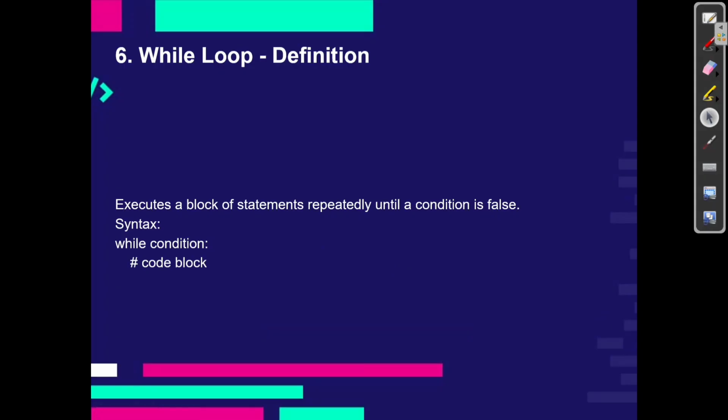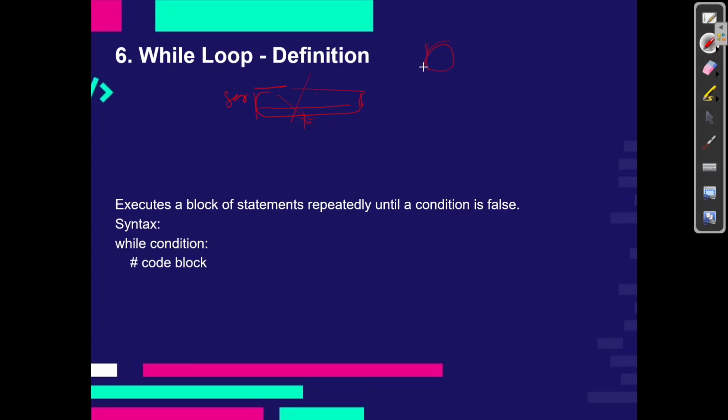A while loop executes a block of statements repeatedly until a condition is false. How will you understand this? In a for loop, you write one condition, and it will run until the range is there, meaning from beginning until the end. There is no stop or any kind of break somewhere. But in a while loop, it will start the loop.